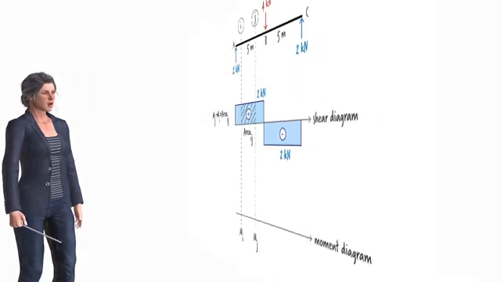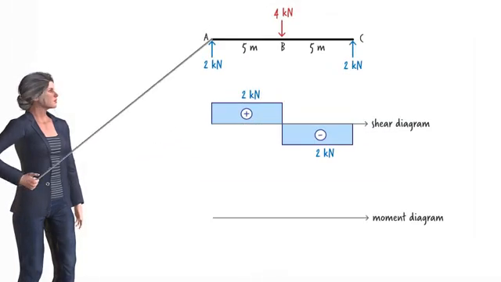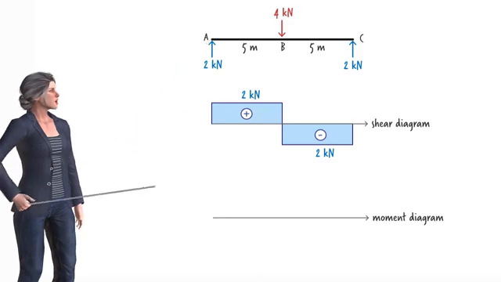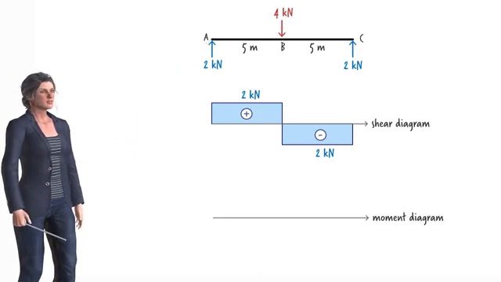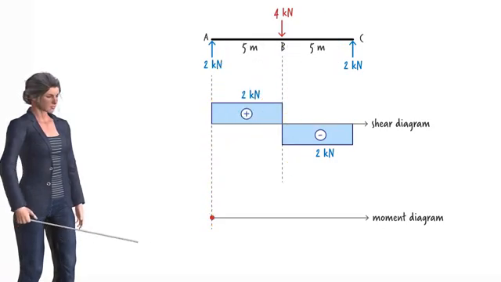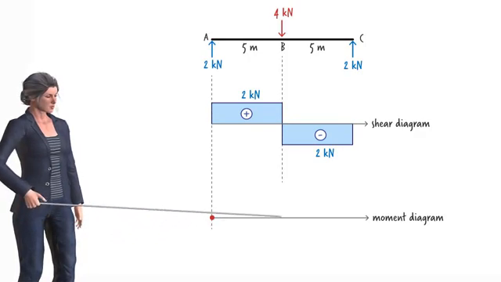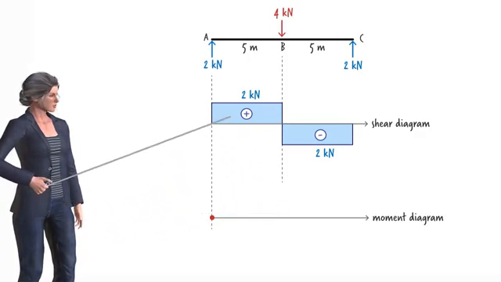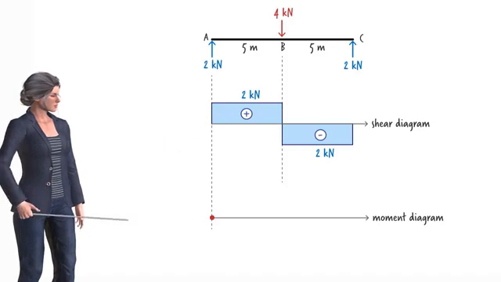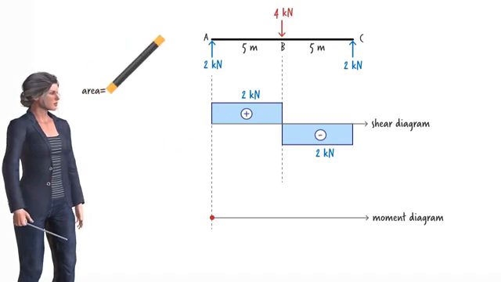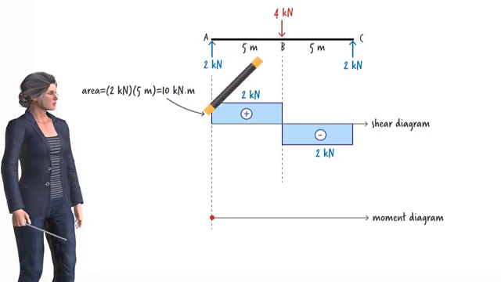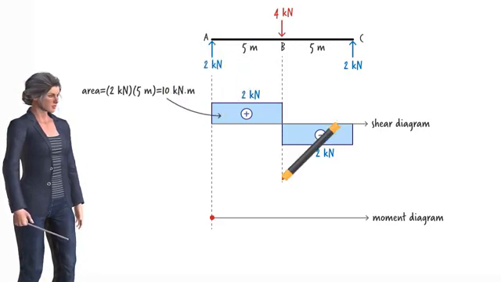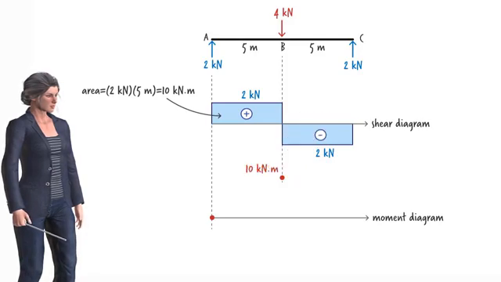We know that bending moment at A is 0. How do we know this? Because no bending moment can develop at a pin or roller support, and since there is a roller at A, the starting moment value is 0. Bending moment at B can be determined by adding the area under the shear diagram between A and B to the moment at A. This area is 10 kilonewton meters. Since the moment at A is 0, we get 10 kilonewton meters for the moment value at B.